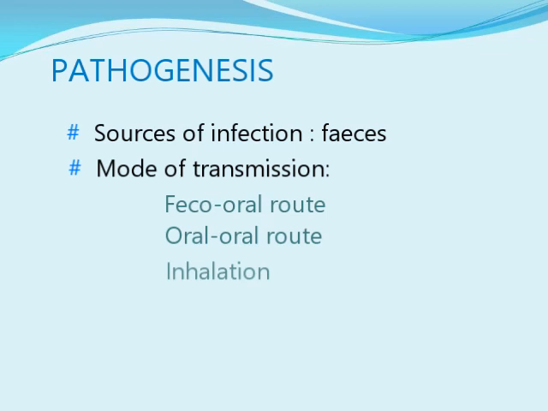Next is inhalation. In a patient infected with the poliovirus, during coughing, sneezing, or talking, they expel out the poliovirus into the air from their pharynx. And when a healthy individual inhales such air containing the poliovirus, they get infected through inhalation. And very rarely, the virus can be transmitted through conjunctiva.